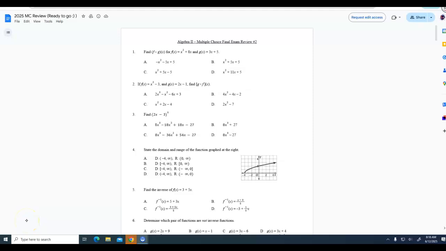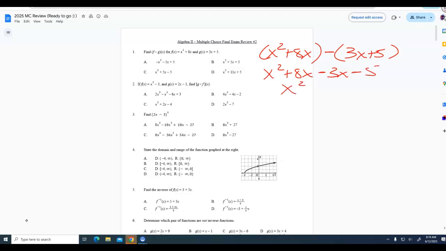Subtracting functions here. F of x minus g of x, x squared plus 8x. Particularly with subtraction, I want to leave it in parentheses. X squared plus 8x, the minus or the negative gets distributed to both terms, and then we combine like terms. So my answer is going to be C.